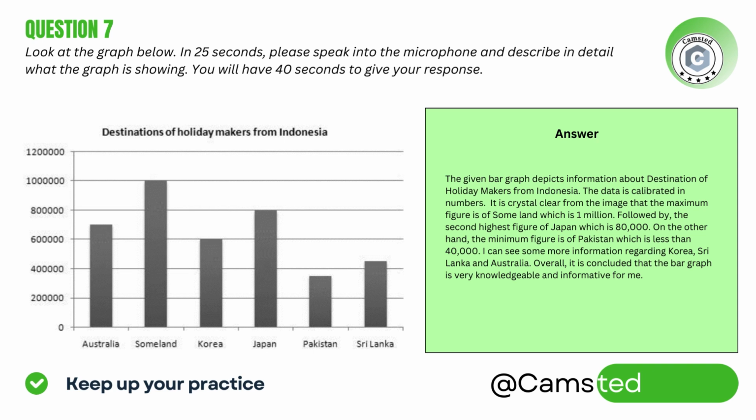On the other hand, the minimum figure is of Pakistan, which is less than 40,000. I can see some more information regarding Korea, Sri Lanka, and Australia. Overall, it is concluded that the bar graph is very knowledgeable and informative for me.